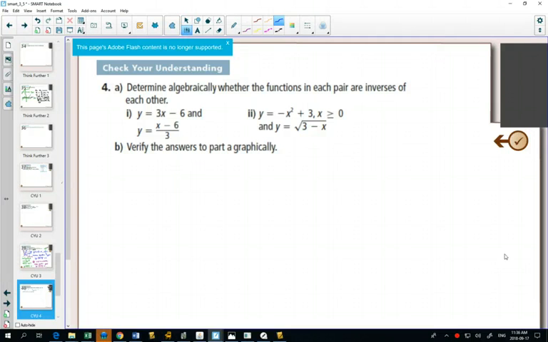This question says to determine algebraically whether the functions are inverses of each other. So determining algebraically, that's where in the equation you switch x and y and then solve for y. And we want to find out, if we do that, do these equations match up?